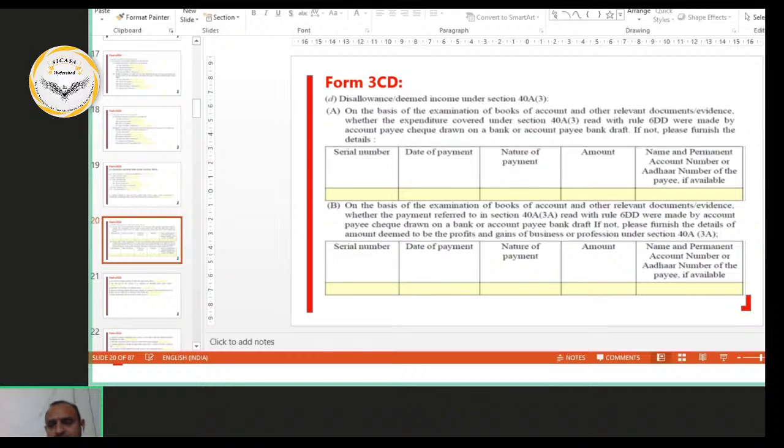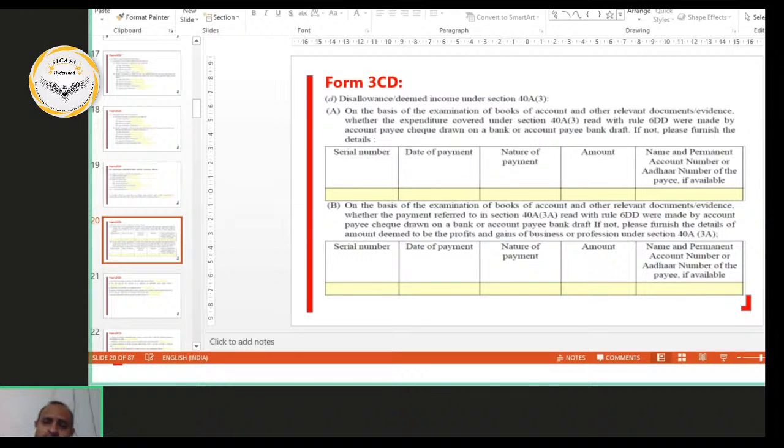One is 40A3, another is 40A3A. Both are linked sections. 40A3 covers regular payments. 40A3A means payments routed through the balance sheet. Say in the last year you purchased raw material in March and did not pay that person. You purchased raw material for 1 lakh rupees. What is the entry you would have posted? Raw material account debit to supplier account. Then it is sitting in the balance sheet now.